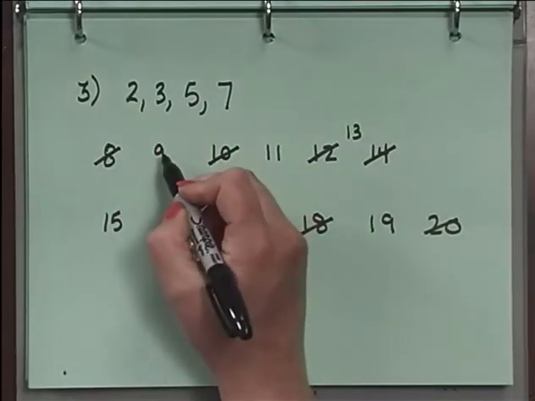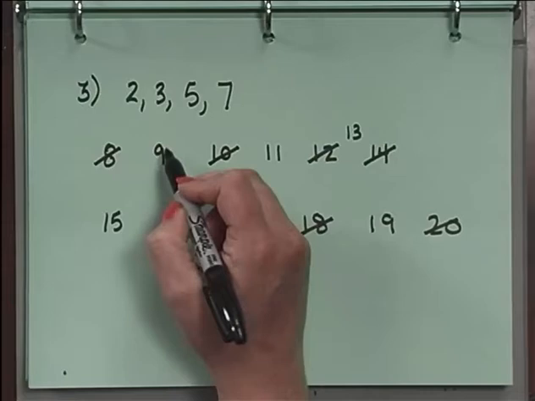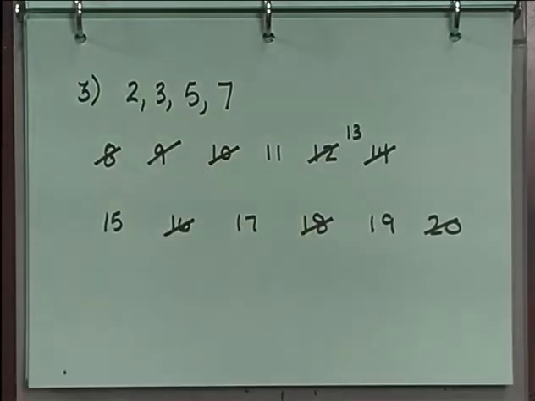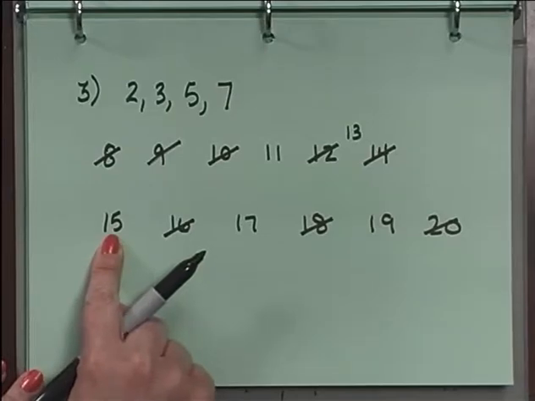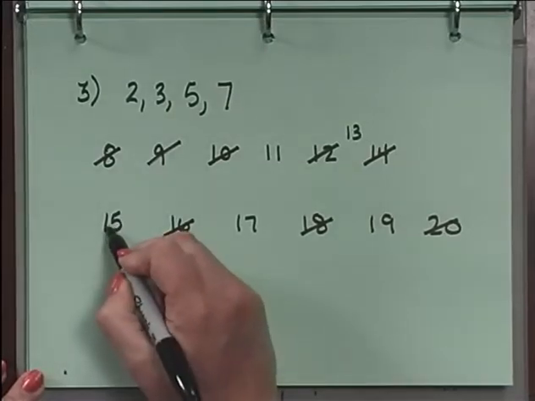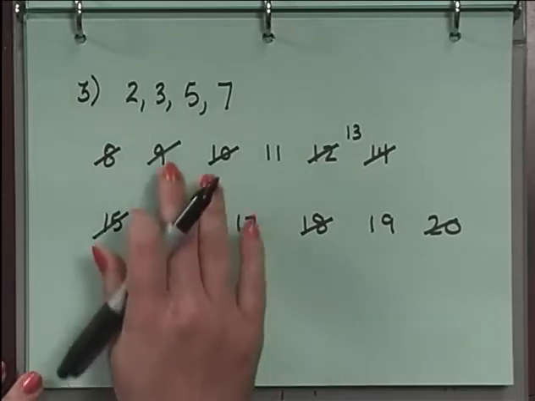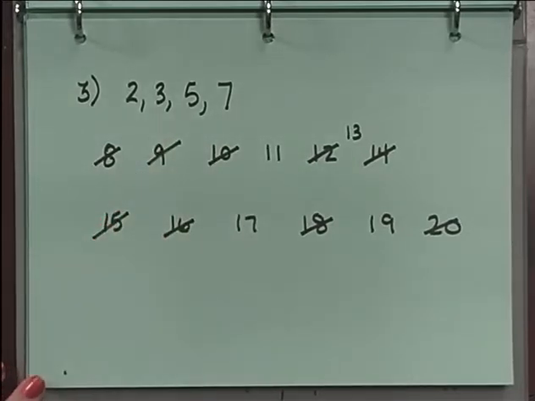Now, 9 has a factor of 1 and 9, but also 3 because 3 times 3 is 9. 15 also has a factor of 3 because 3 times 5 is 15. So that means that 9 and 15 are not prime either.